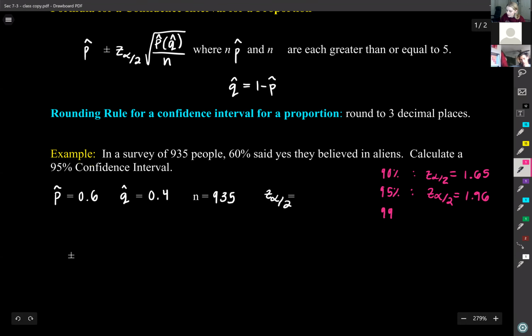And then we have a 99% confidence interval is Z sub alpha over 2 equals 2.58. So these are on your other notes. I'm just writing them down here so that you can refresh our memories. So since we're doing a 95% confidence interval, we're going to use the multiplier of 1.96. And per usual, now it's just a matter of plugging things in.